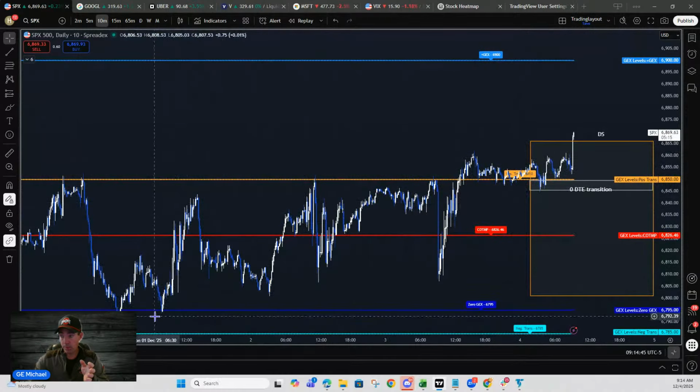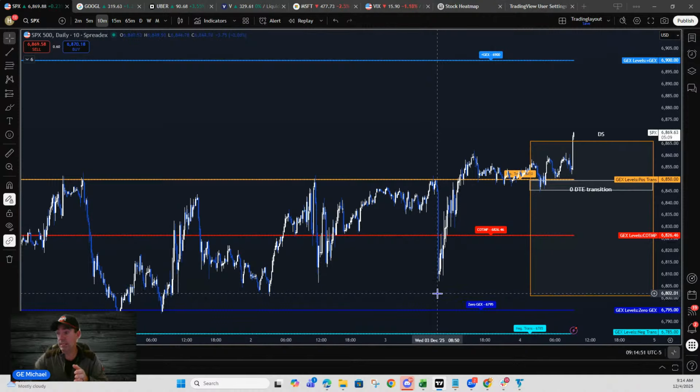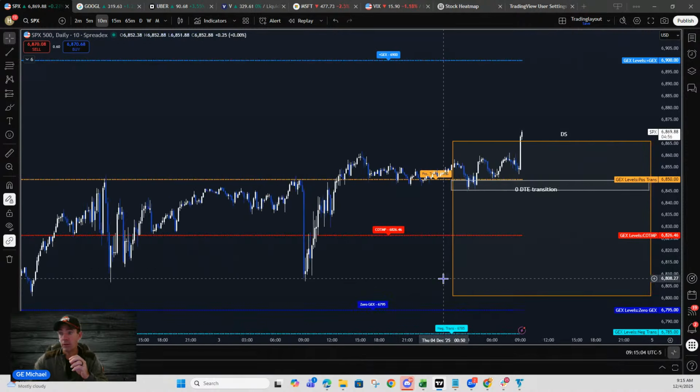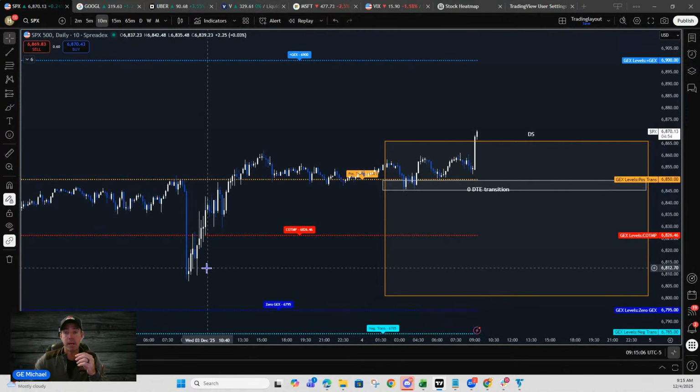Yesterday, the pullback to the 6,800 level was a very good opportunity to get involved. It was a key level below us, the bottom of our DS range also. We talked about being able to get involved in the overall market, and again, a nice bounce back to the upside. It was a call dominated structure, so we look for all of that to continue to be supportive.